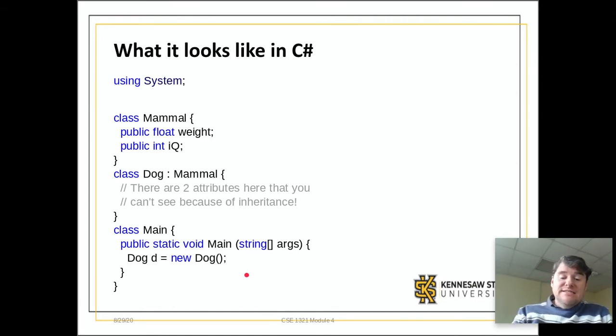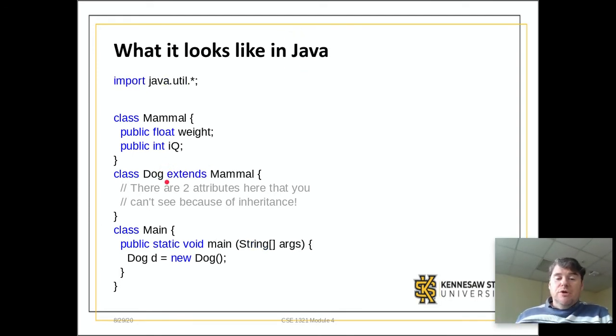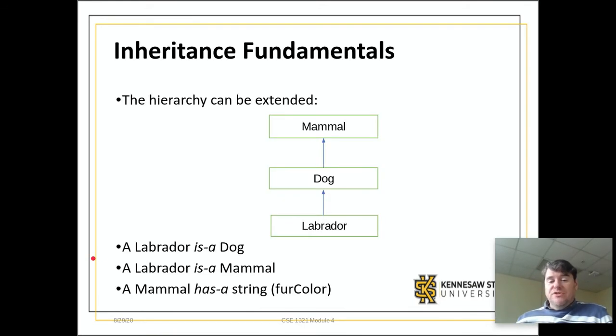I'm just making an instance of an object dog, and I'm assigning it to a variable called D, which is of type dog. So this is the C# syntax, and again, it's a colon, and I need you to remember that colon. That's going to be important. Over in the Java world, that colon is replaced by the word extends. So class dog extends mammal is the equivalent code in Java. And so this does exactly the same thing. The dog now has access to the weight and the IQ, and when you create a new dog, it's the same syntax as you would have always done.